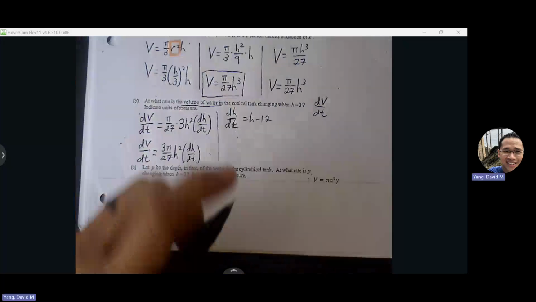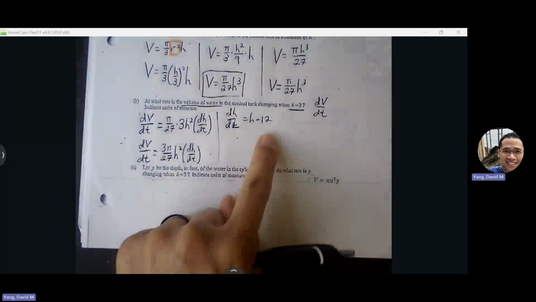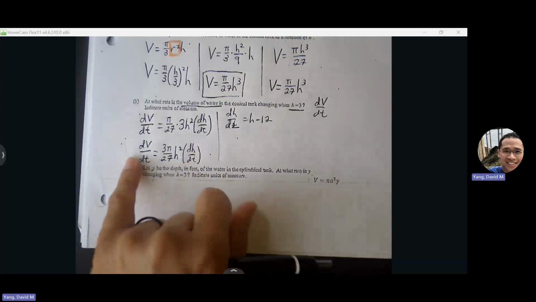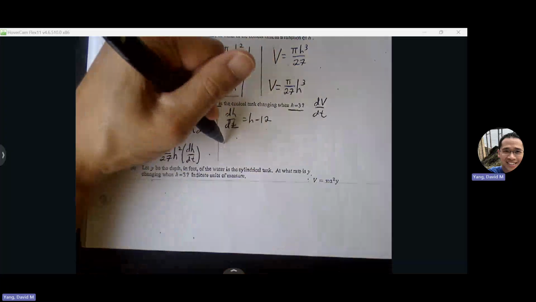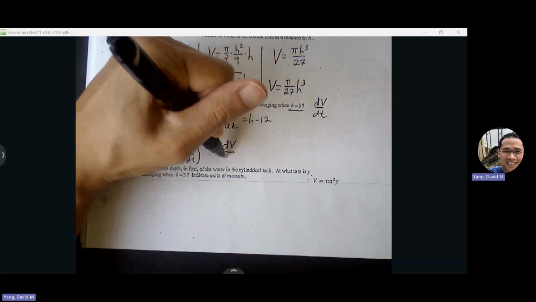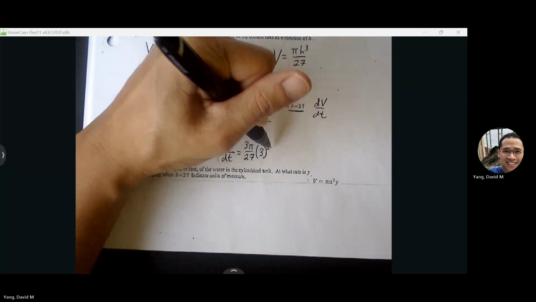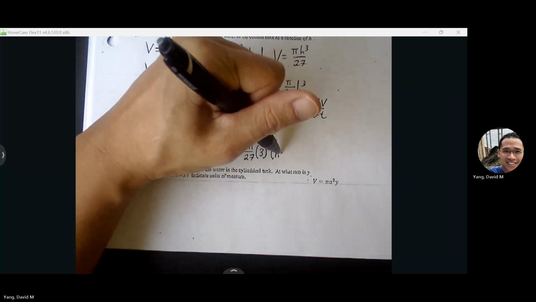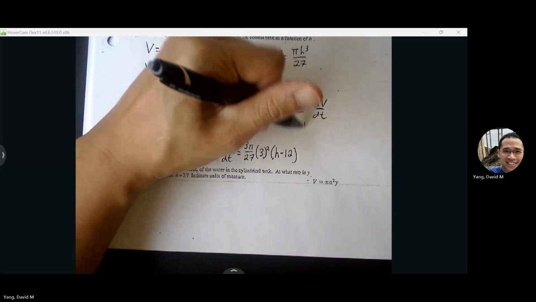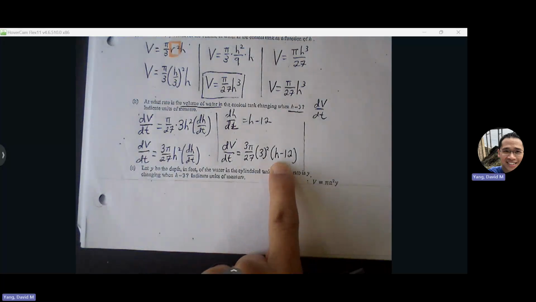Okay, so we can plug everything in, right? We have h is 3, we have dh/dt, which we can replace. So now we're just trying to get it down to a number for dV/dt. Once I replace dh/dt with h minus 12, I can do a further replacement, replacing this h with 3 as well.